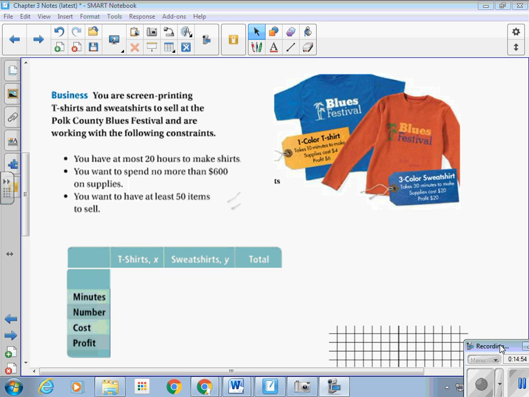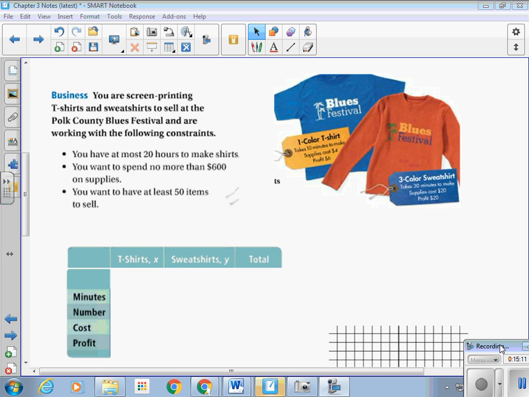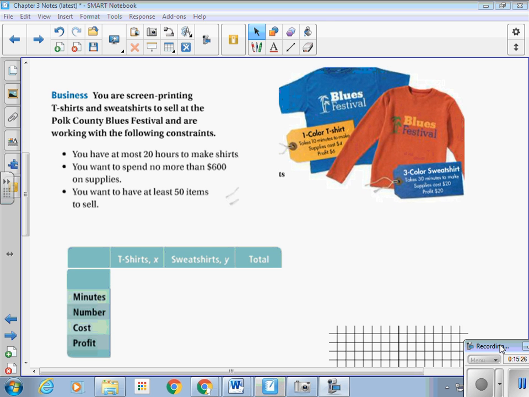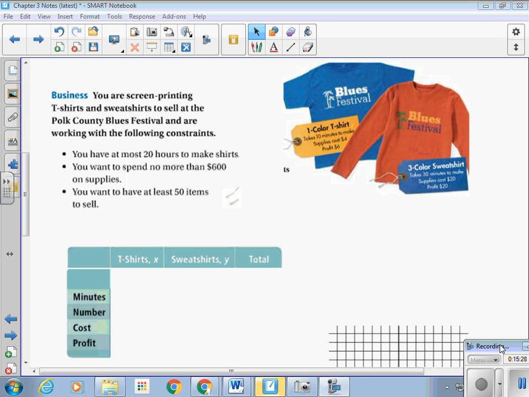Okay, so we're going to take a look at the t-shirt scenario. We are screen printing t-shirts and sweatshirts to sell at the Polk County Blues Festival. And we have to work within the following constraints. So go ahead and write these constraints down. You have at most 20 hours to make the shirts. We want to spend no more than $600 on supplies, and we want to have at least 50 items to sell.